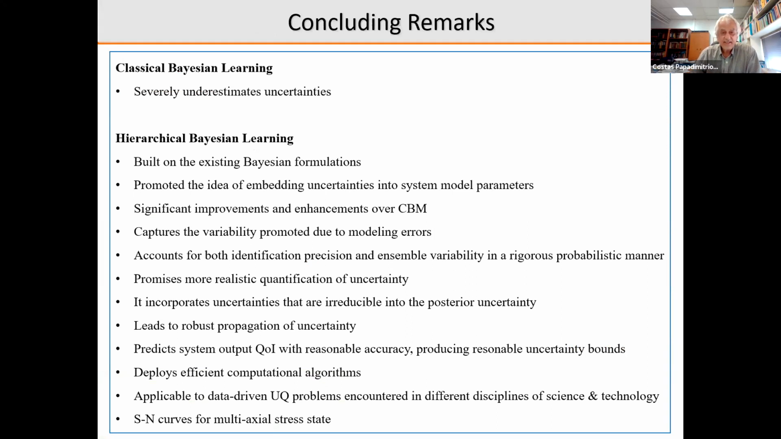Concluding remarks: the classical Bayesian learning framework severely underestimates uncertainties. The hierarchical framework, built on existing Bayesian formulations, promotes the idea of embedding uncertainties into system model parameters, captures the variability promoted due to modeling errors, accounts for both identification precision and ensemble variability, and promises more realistic quantification of uncertainties. I have given you some examples. It incorporates uncertainties that are irreducible, leads to robust propagation of uncertainties, predicts output quantities of interest with reasonable accuracy, producing reasonable uncertainty bounds, and of course deploys existing efficient computational algorithms.